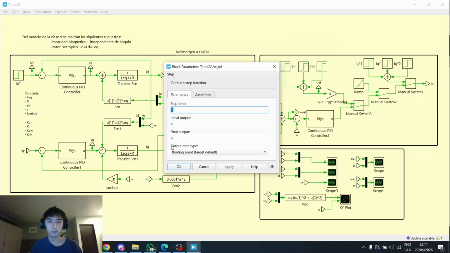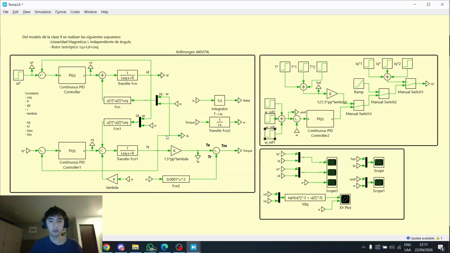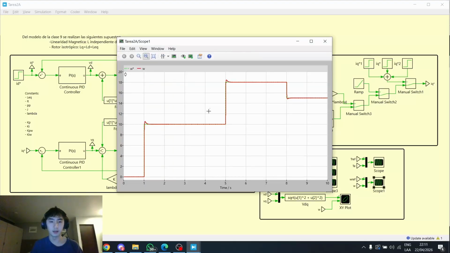Now testing for multiple steps, let's say 8 and -3, we see that it does in fact follow the reference.